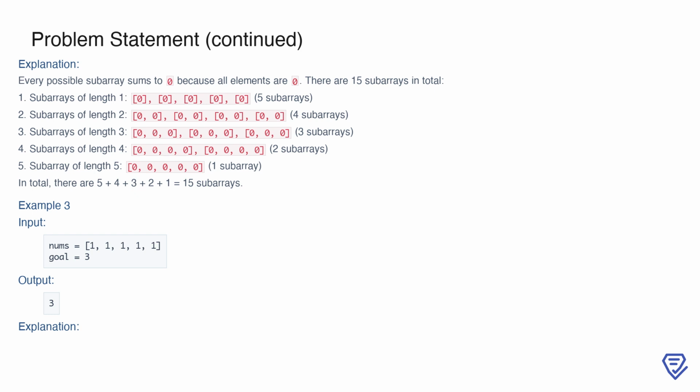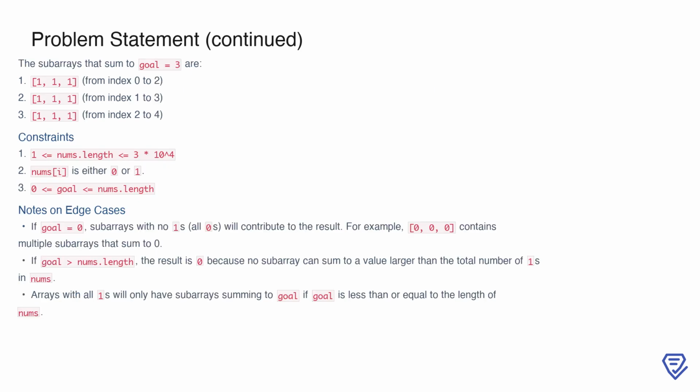Let's look at one more example to solidify our understanding. If nums equals 1, 1, 1, 1, 1, and the goal is 3, we need to find all subarrays that add up to 3. In this case, the output is 3, because there are exactly 3 subarrays that sum to goal equals 3. These subarrays are 1, 1, 1, from index 0 to 2, from index 1 to 3, and from index 2 to 4.